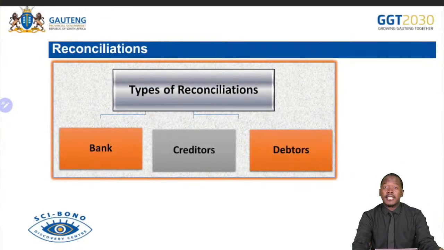Now we have 3 types of reconciliations. We'll explain what it is to reconcile, what a reconciliation is. The first one is bank reconciliation. The second one is creditors reconciliation. And the third one is debtors reconciliation. Grade 12s, please remember, all of them may be assessed, or 2 of them may be assessed, so you need to know all of them.